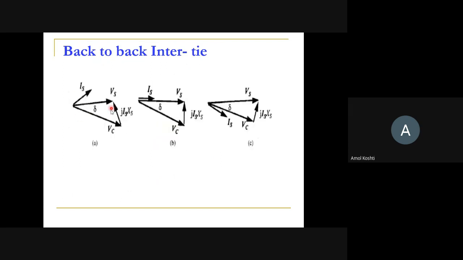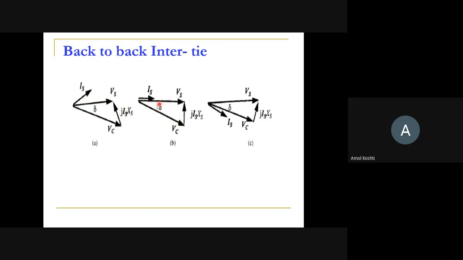So again, if you observe these phasor diagrams, the load can be anything at the load side. It can be an inductive load, it can be a resistive load, it can be a capacitive load. Based on this, the phasor diagrams will change. So if you see this first phasor diagram, you will find that the source current leads the source voltage Vs. So the nature would be capacitive.